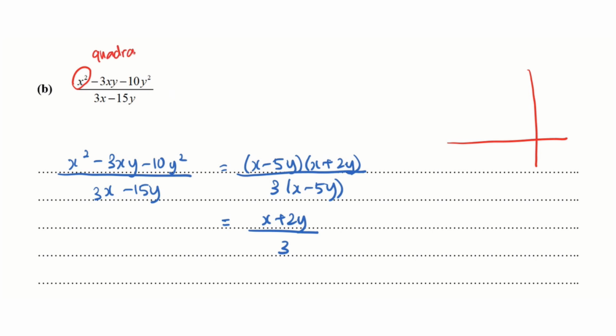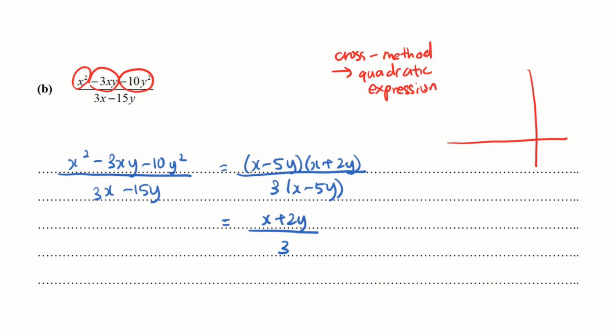Another thing that I want you to observe is that usually for us to do the cross method, there are 3 terms. Let me summarize this observation that we can make for us to know when to do the cross method. It must be a quadratic expression, and also there are 3 terms to the expression itself.